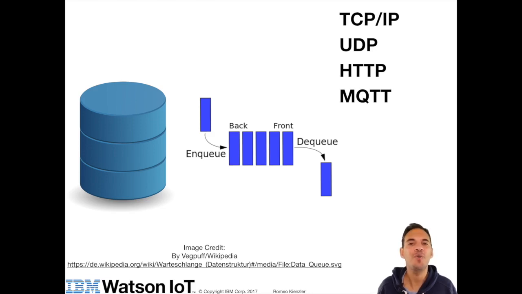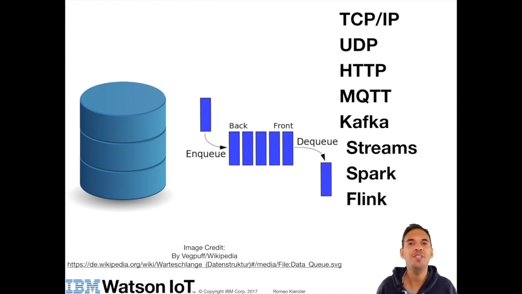MQTT defines a message broker, so it decouples sender and receiver. We will use MQTT in our example. Kafka is also an example of a message broker, which is widely used for all sorts of data. At the other end of the spectrum reside streaming engines like IBM Streams, Apache Spark, or Apache Flink, which do not only allow data movement but also data transformation in between.